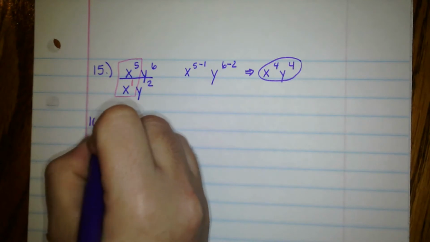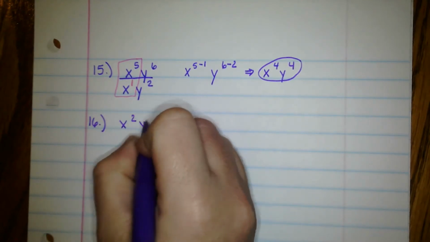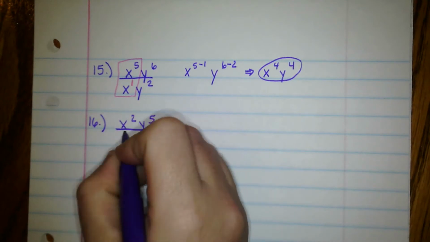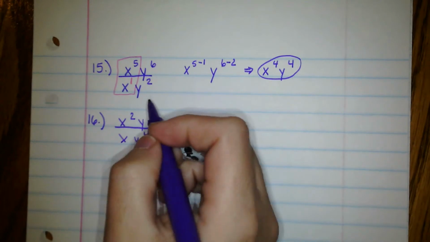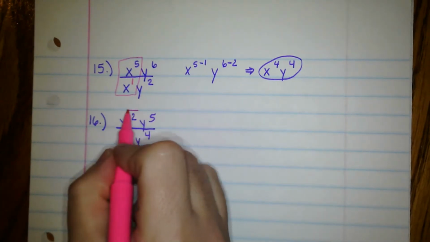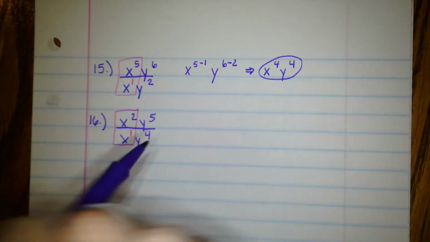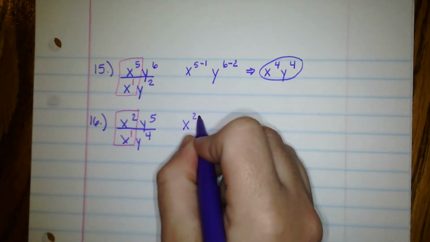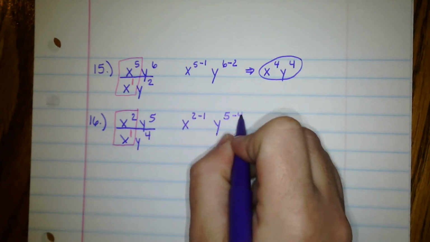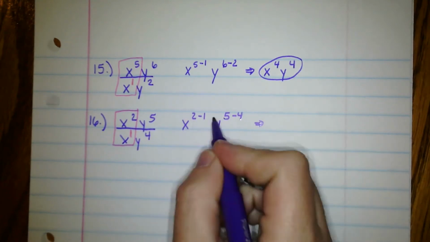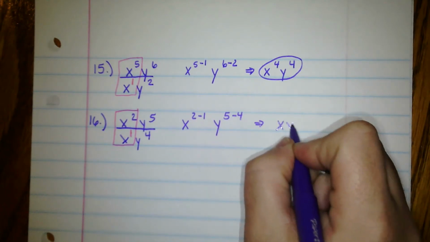16. Similarly, this is an x squared y to the 5th over x y to the 4th. And these right here are like bases. Put that little 1 there. You've got x squared minus 1, and then y to the 5th minus 4. Again, the reason why you're subtracting is because there's division, and this is going to give you x, y.